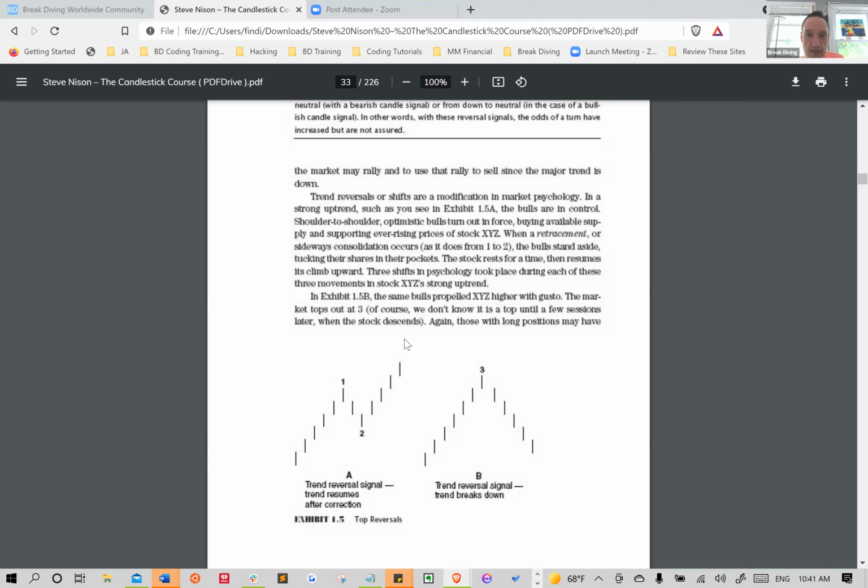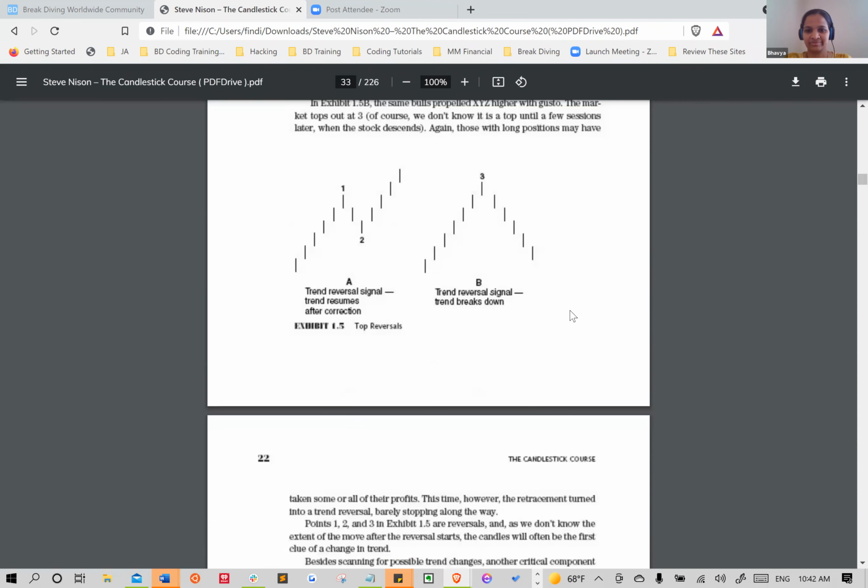So that's a retracement, and then the stock rests for a time, then goes back up again. In 1.5B, the same thing happens at first, but then the market tops out at 3. But we don't know it's a top until a few sessions later when the stock descends. Those long positions may have taken some or all their profits, but this time the retracement turns into a trend reversal. So if it just starts going down at 1 or 2 or 3, you don't know that it's a downturn yet. It could just be a retracement.